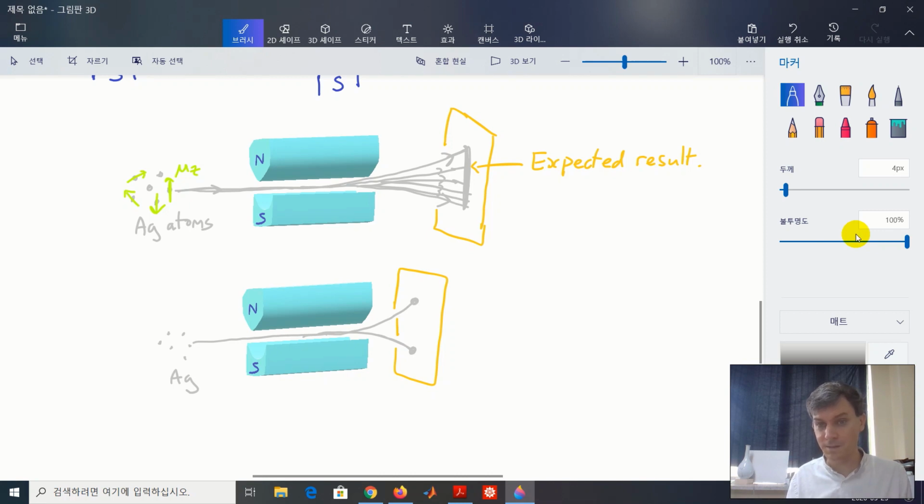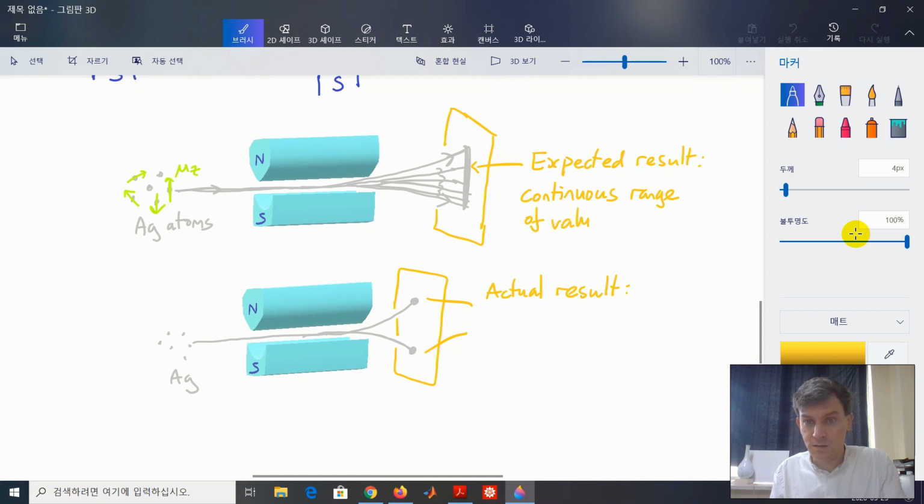Okay. And this means that you have only two possible values. This is the actual result of the experiment. Okay, so the expected result was that you have a continuous range of values, whereas the actual result is that you have only a discrete set, in this case 2.